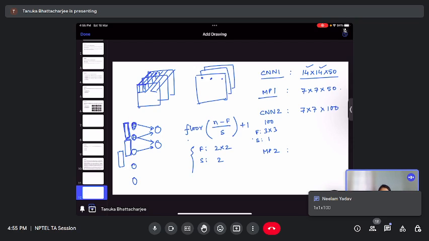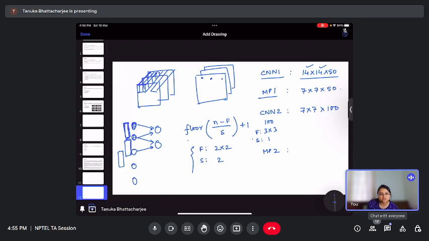Neelam is saying 1 cross 100. How are you computing 1? Can you just unmute and tell me what values you are using for this N, F and S?